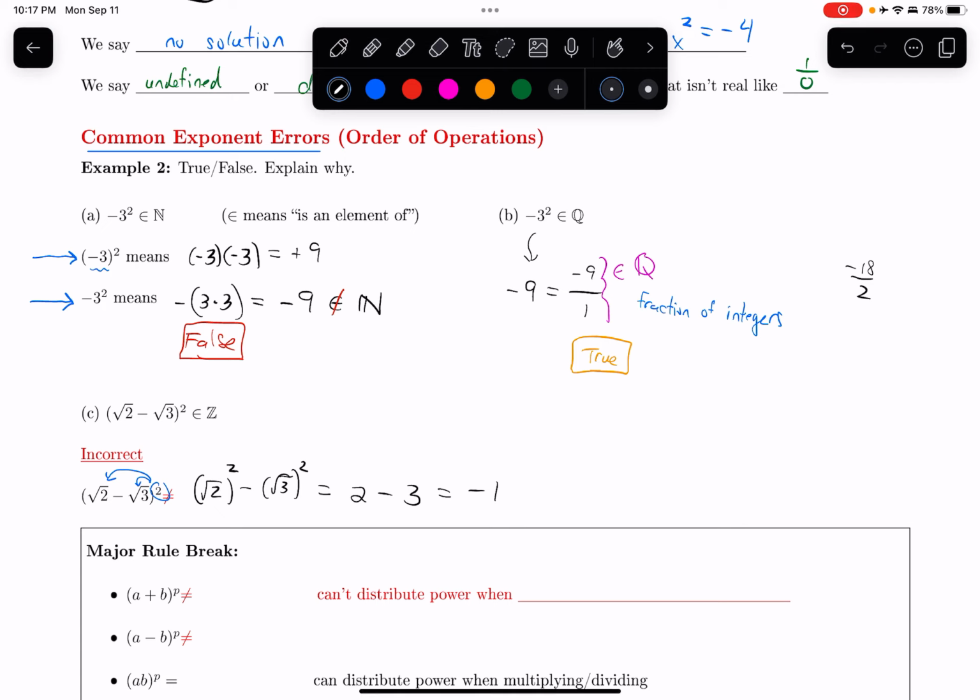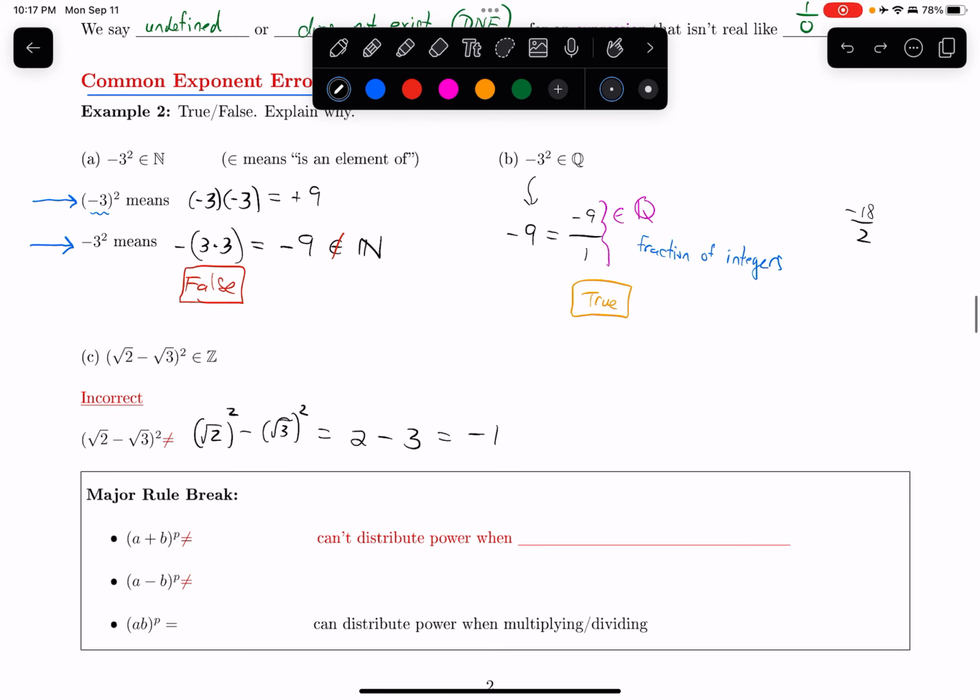It turns out that wouldn't make sense based on what I had originally, because if I'm starting with something being squared, there's no way that should end up being a negative number at the end. So something clearly must have gone wrong. Okay, so I want to talk about this major rule break.